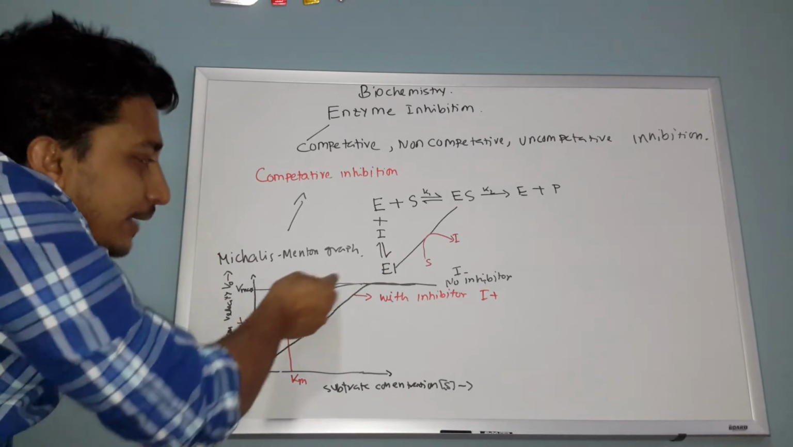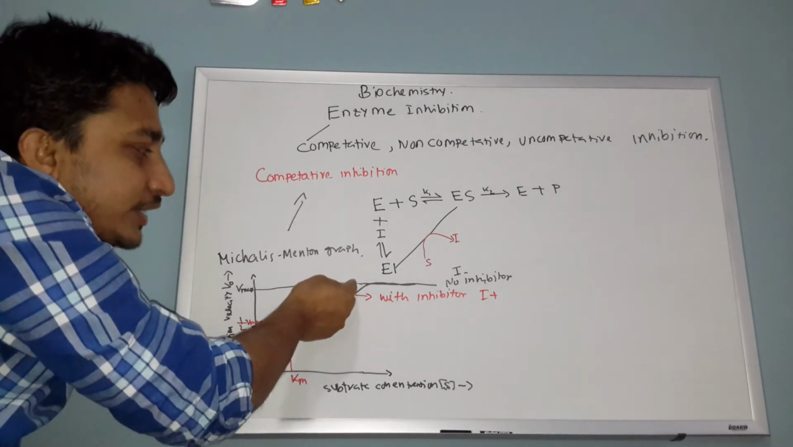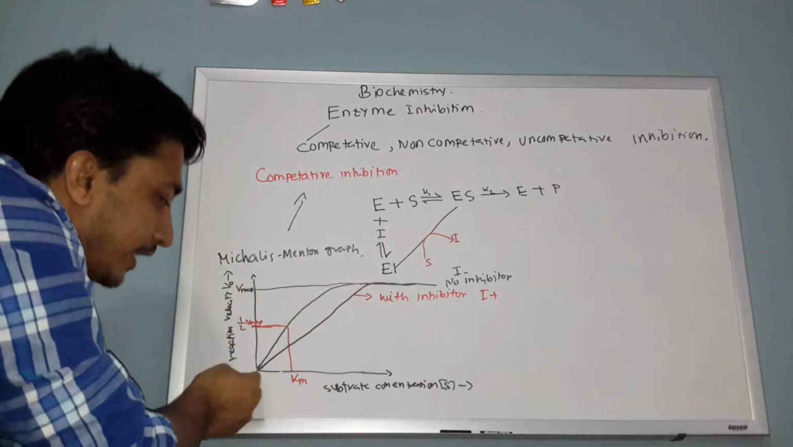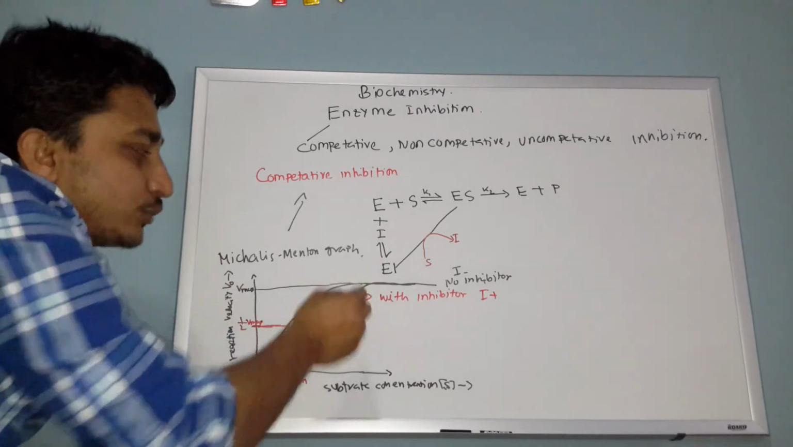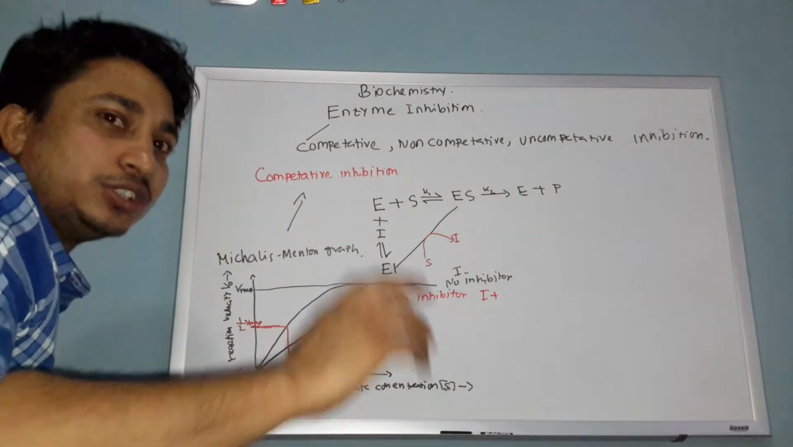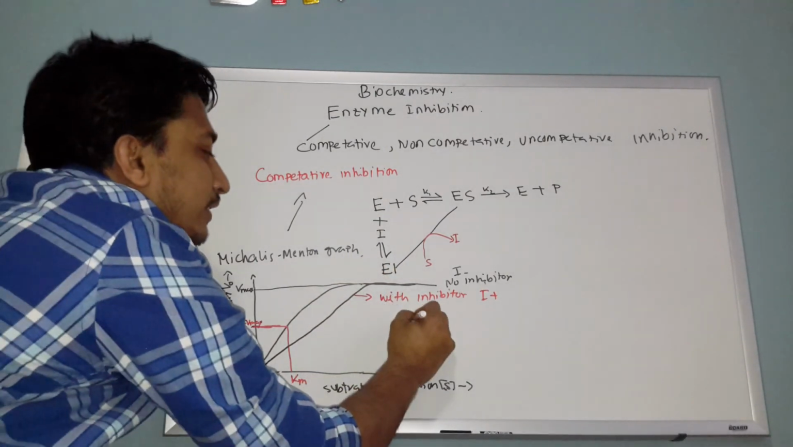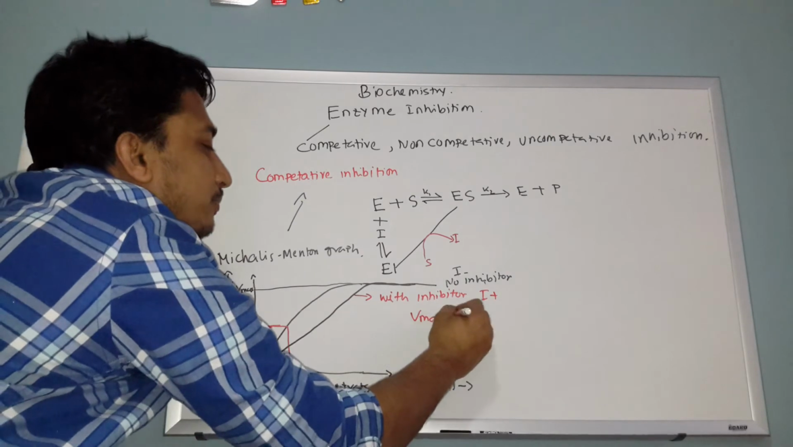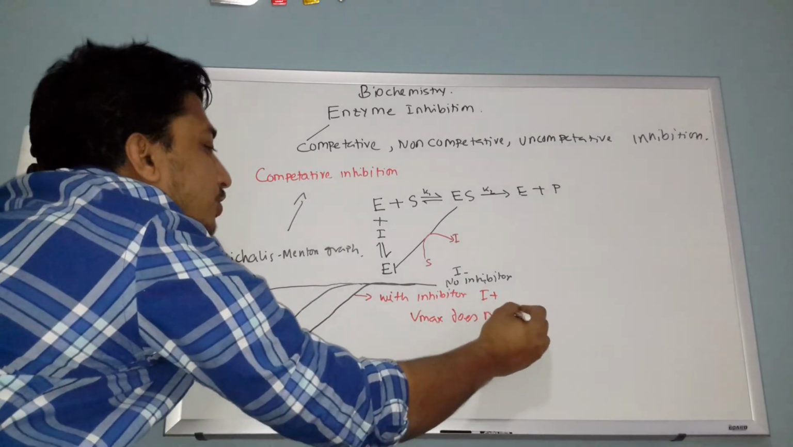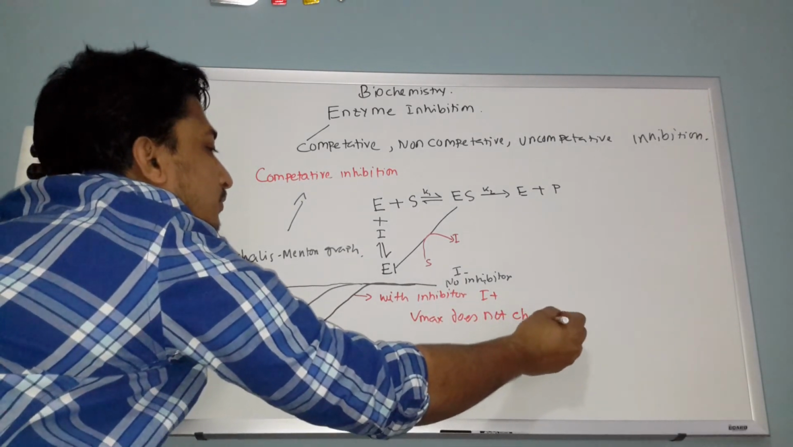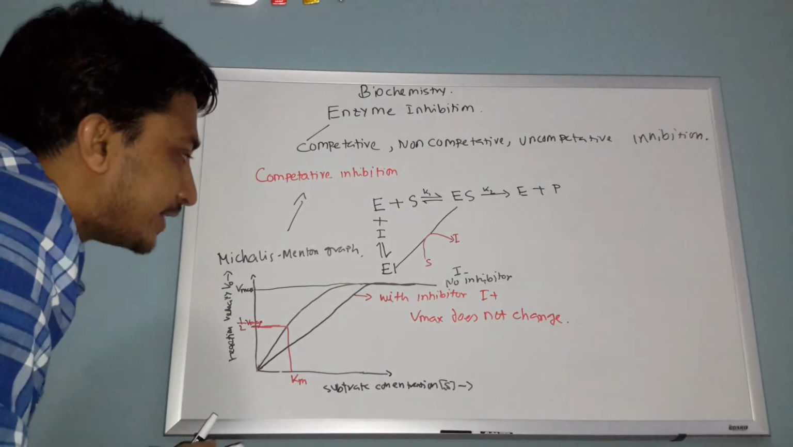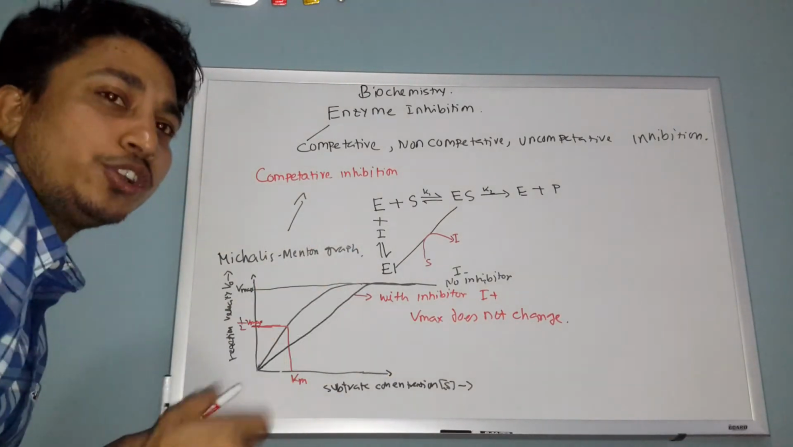one also, in some place, some area, touches the Vmax, and this one is also in some place touching the Vmax. So you can write Vmax does not change. Vmax what? Vmax does not change. But what happened to your Km?